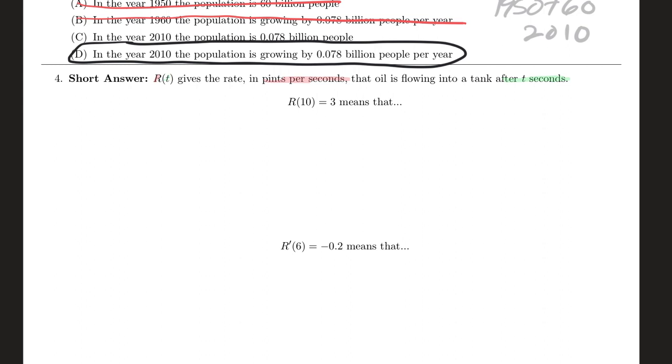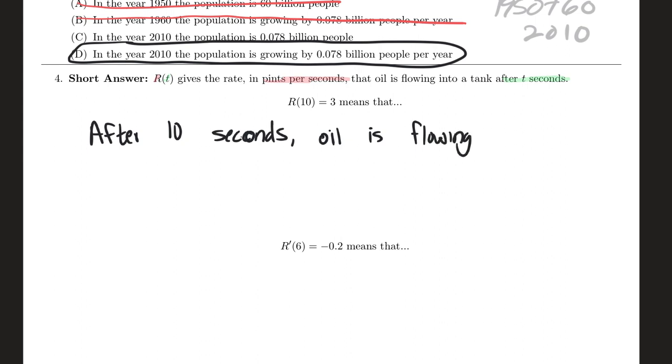All right, so what does R of 10 equals 3 mean? First of all, our input is the number of seconds, so after 10 seconds. And then 3 is the original, because it's not R prime, it's just our original R. It's our original output, which is the pints per second that oil is flowing. So after 10 seconds, oil is flowing at 3 pints per second.